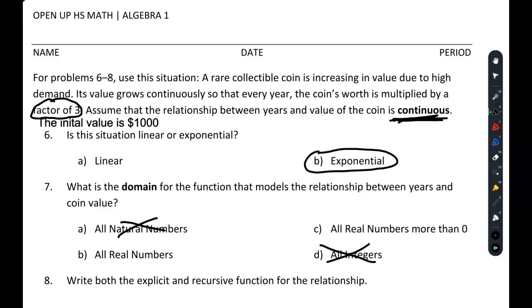Now, if we look at all real numbers here, that's a little closer to what we're doing here. But since we're talking about all real numbers, that would mean that you can have a negative year. There's no negative year. So we're going to eliminate real numbers and go with all real numbers more than 0. Okay, so basically they say all positive numbers.